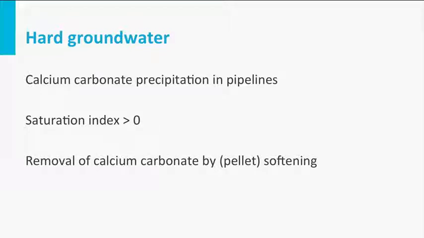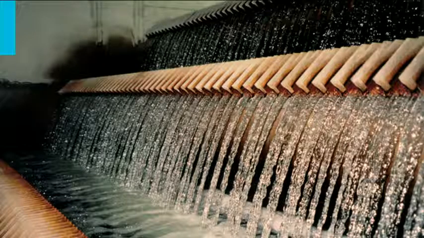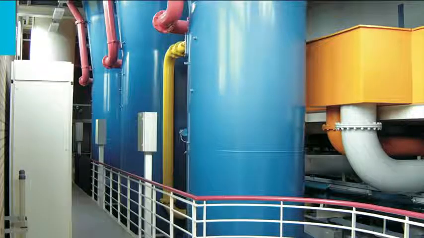After abstraction, hard water becomes supersaturated with respect to calcium carbonate because of the loss of carbon dioxide. To prevent calcium carbonate precipitation in the distribution network or in consumers' washing machines and heaters, the water is softened. This softening can be done by dosing chemicals, such as caustic soda or lime, to increase the pH and cause an equilibrium shift in a pellet reactor. Softening can also be applied by cation exchange resins.